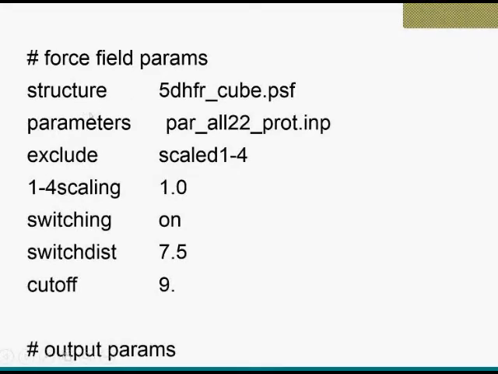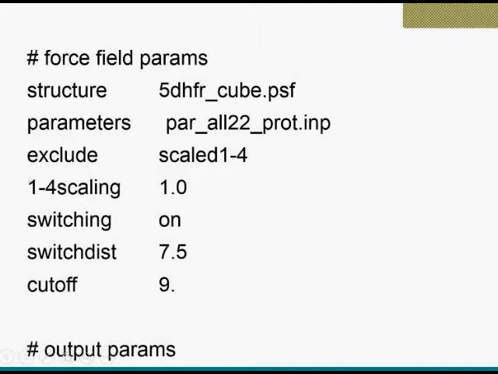This relates directly to the functional form of the CHARMM and AMBER force fields. In practice, these are parameters that, if you're using CHARMM, you always have to have these set. If you're using AMBER, then you always have these set. 1-4 scaling has a different value. It's 0.833.